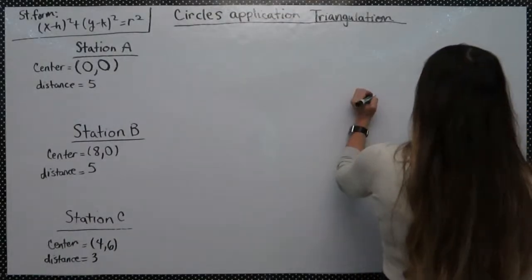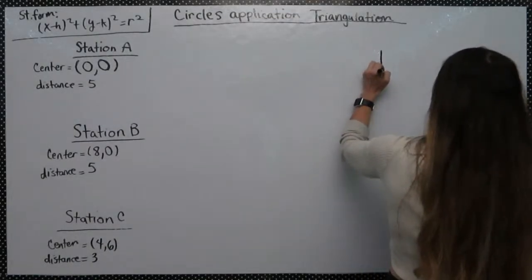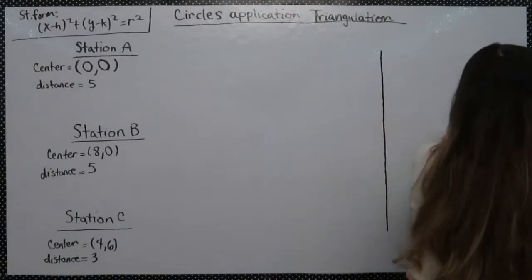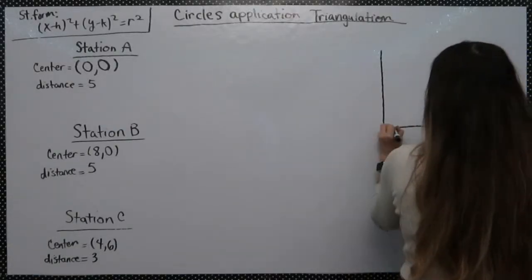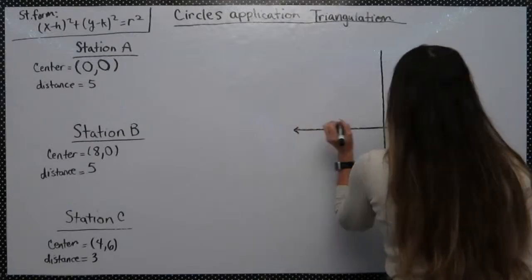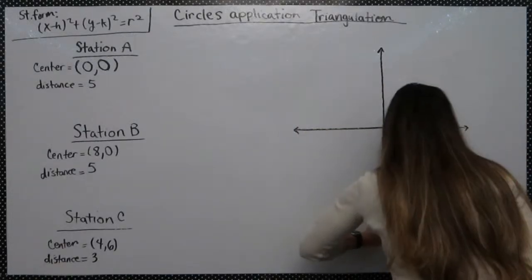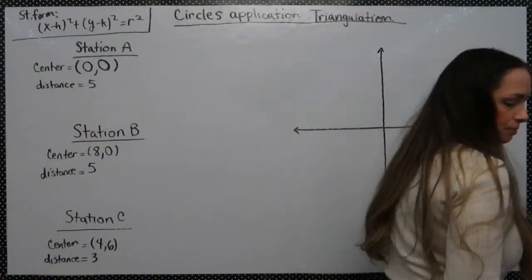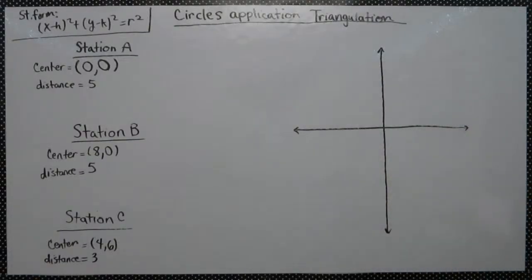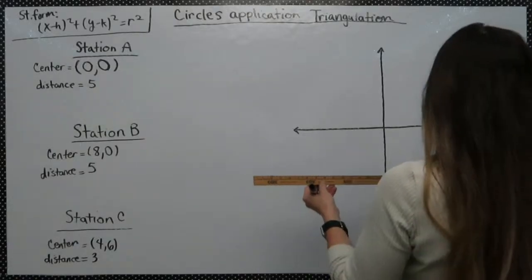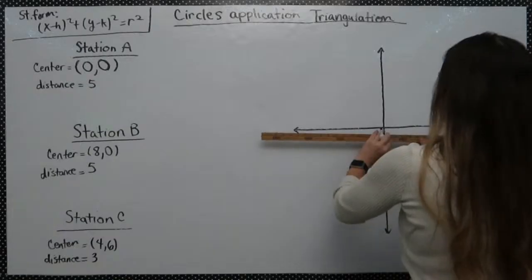I'm going to go ahead and make a pretty big graph. I might have to get my ruler out. The reason is that when you're measuring these distances for a graphic solution, you have to be pretty close to exact. So first, we've got the center at 0, 0. Let's go ahead and rotate these.